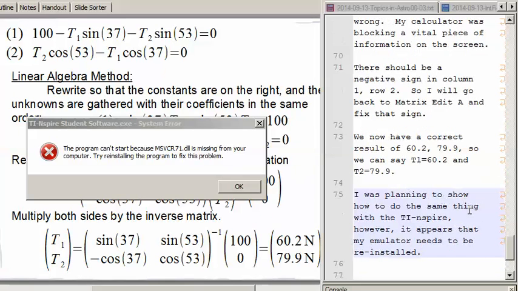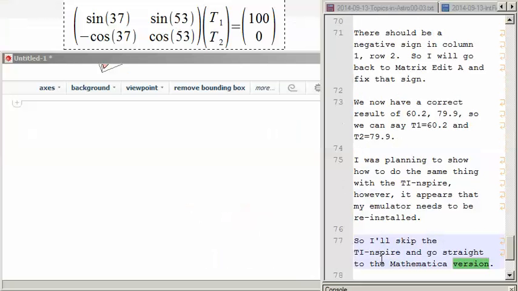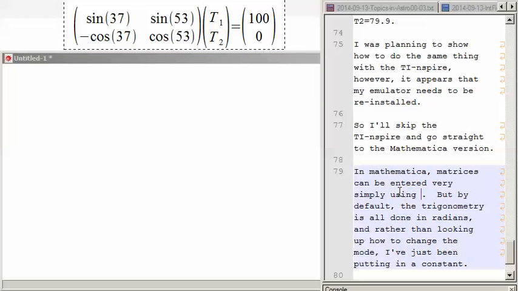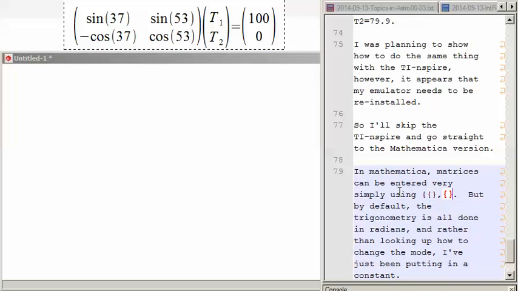I was planning to show how to do the same thing with the TI Inspire, however it appears that my emulator needs to be reinstalled. There's a missing DLL. So I'll skip the TI Inspire and go straight to the Mathematica version. In Mathematica, matrices can be entered very simply using that kind of construction. So I'm going to enter that, just that.